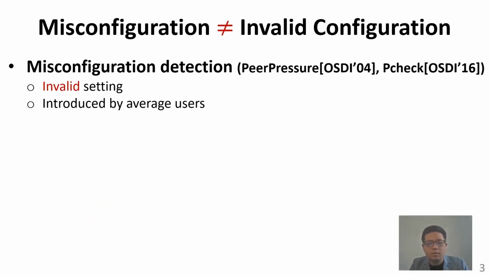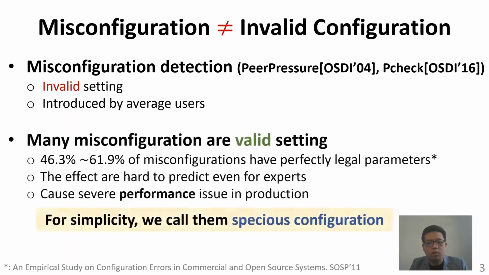The problem of system misconfiguration is severe enough that many works have been proposed to help administrators detect misconfiguration. These works mostly focus on detecting invalid settings introduced by average users who are not familiar with the software. But a lot of real-world misconfigurations are settings that are valid, look benign to experts, and do not cause obvious failure symptoms in testing. But when the settings are rolled out to production, they cause catastrophic performance degradations. For simplicity, we call such settings specious configuration.